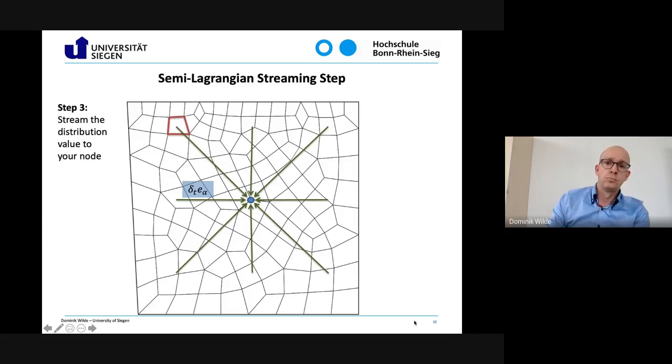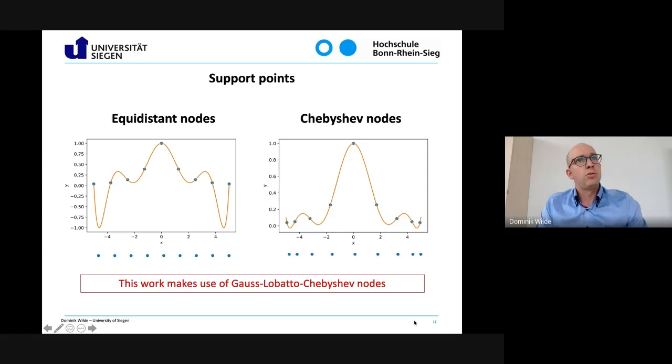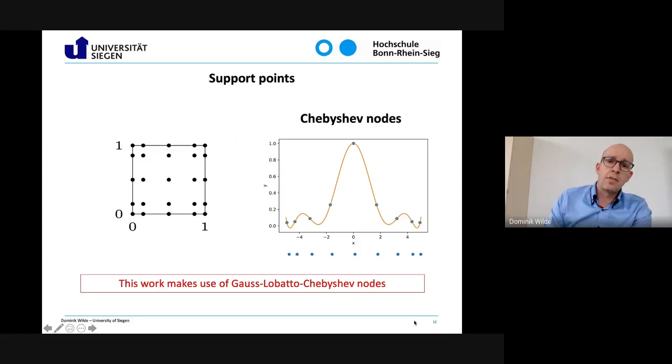As I'm saying, we are using a high order interpolation to have spatially high order and low errors. If you used equidistant nodes, you would have Runge oscillations. In order to avoid that, in our work we used Chebyshev nodes. This means that the reference cell looks like this, which can be distorted depending on the grid that you use.